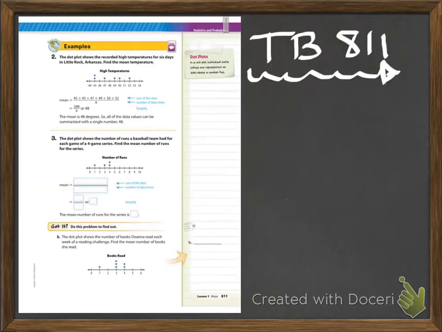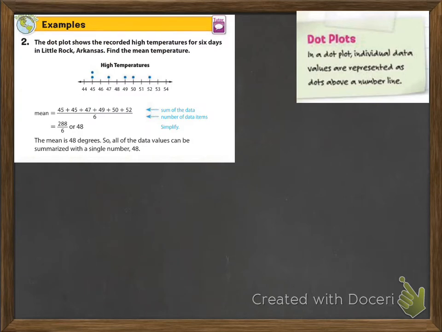Moving along here to textbook page 811, you can see it's got a couple more examples here. It says dot plots. In a dot plot, individual data values are represented as dots above a number line.